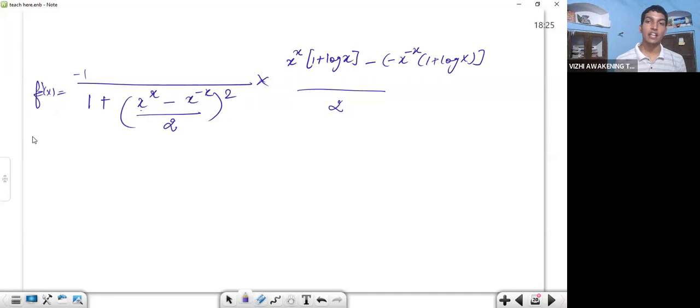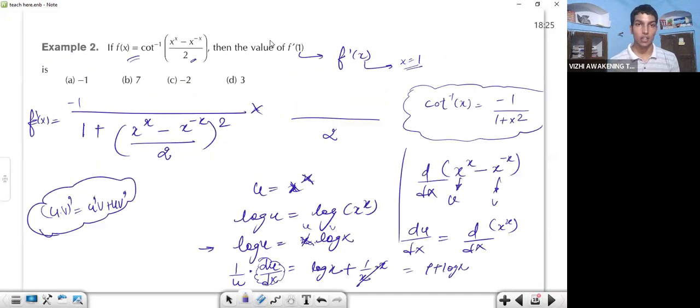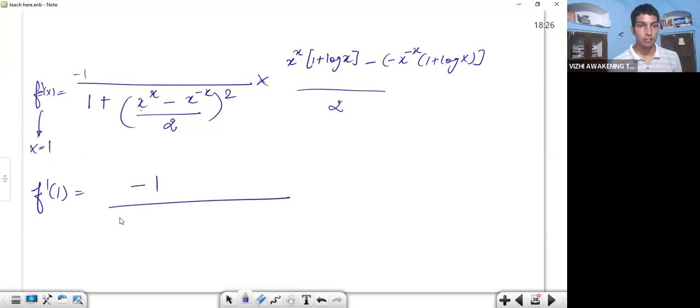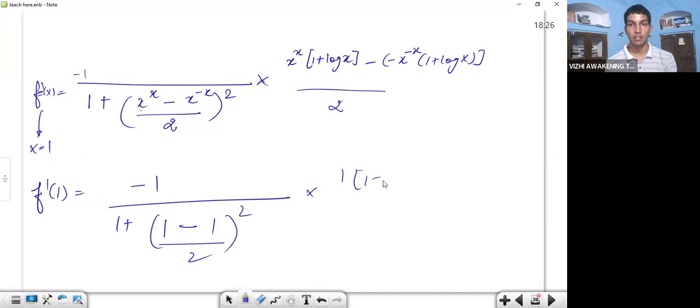Now as we had to find out for x equals 1, because that is what is asked in the question, we have to find out the value of f dash of 1. As we have already found out f dash of x, now we'll simply substitute x as 1. On doing that, we'll have f dash of 1 as 1 raised to power 1, that is 1, minus 1 raised to power minus 1, that is also 1, by 2 square into x raised to power x, 1 plus logarithm of 1.